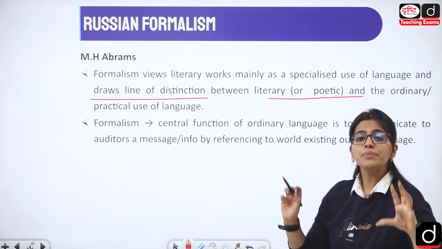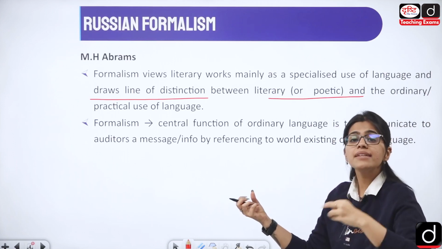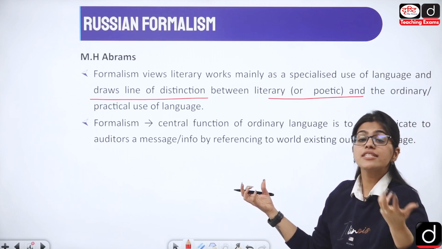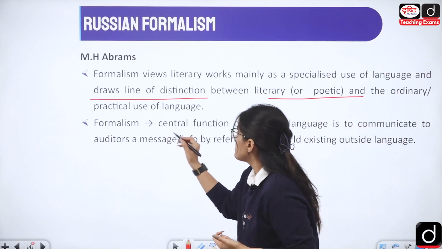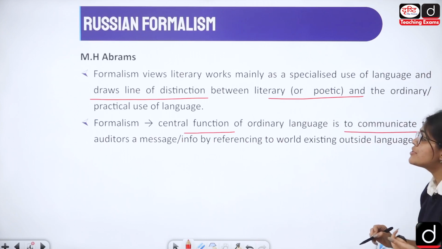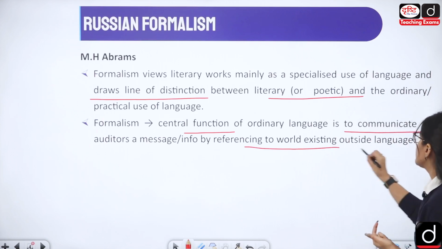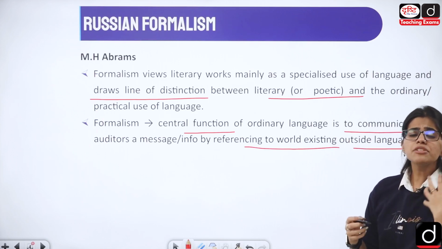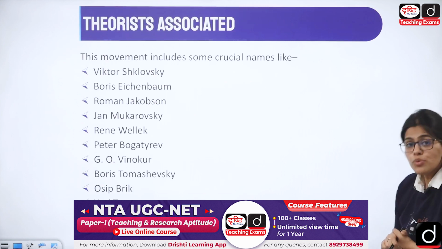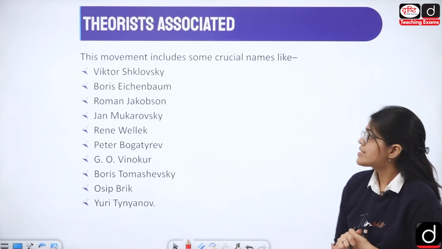So they distinguish the literariness, the quality that makes the common language different. There are two kinds of language: the common layman language and the literariness, the different language used in the text. Formalism talks about the central function of ordinary language, which is to communicate a particular message and information to audiences by referring to a world existing outside the language. Sometimes they try to influence the ordinary language in a certain manner so that it becomes beautiful, different and expressive.